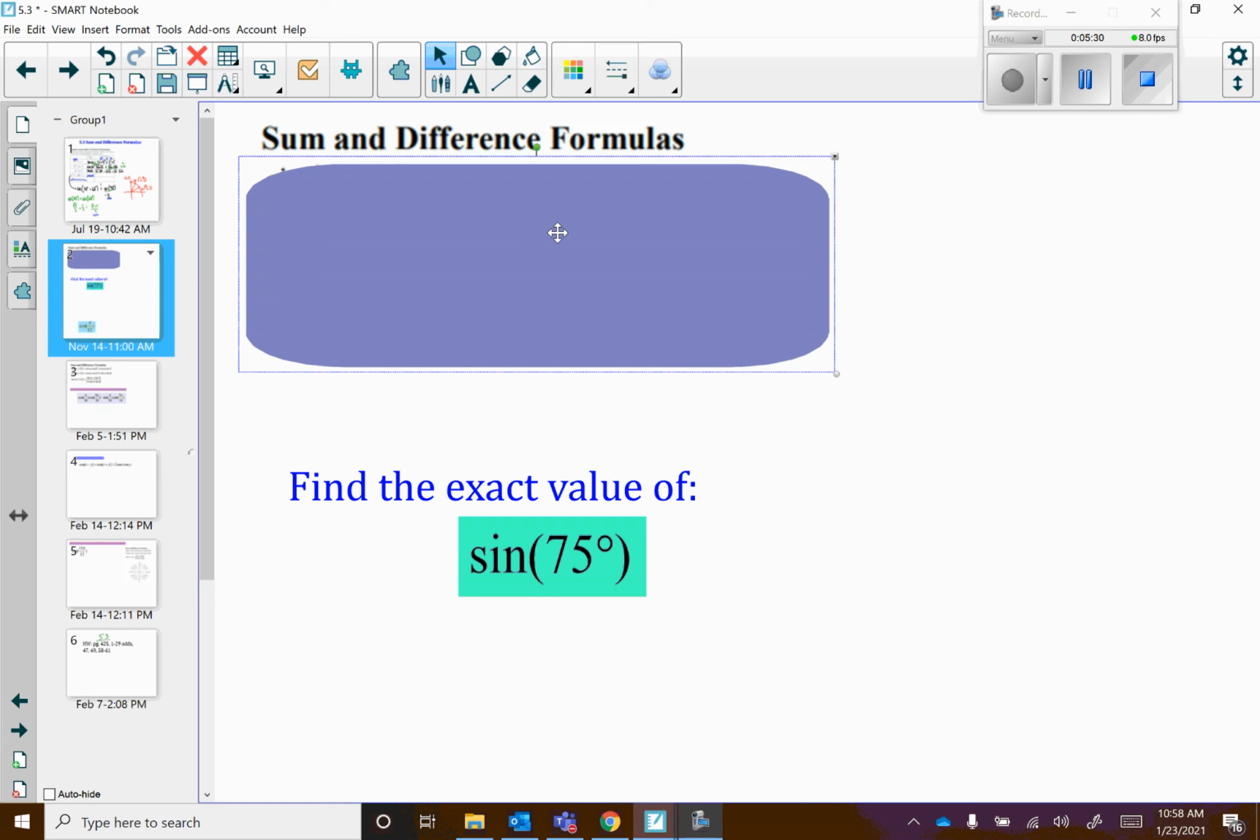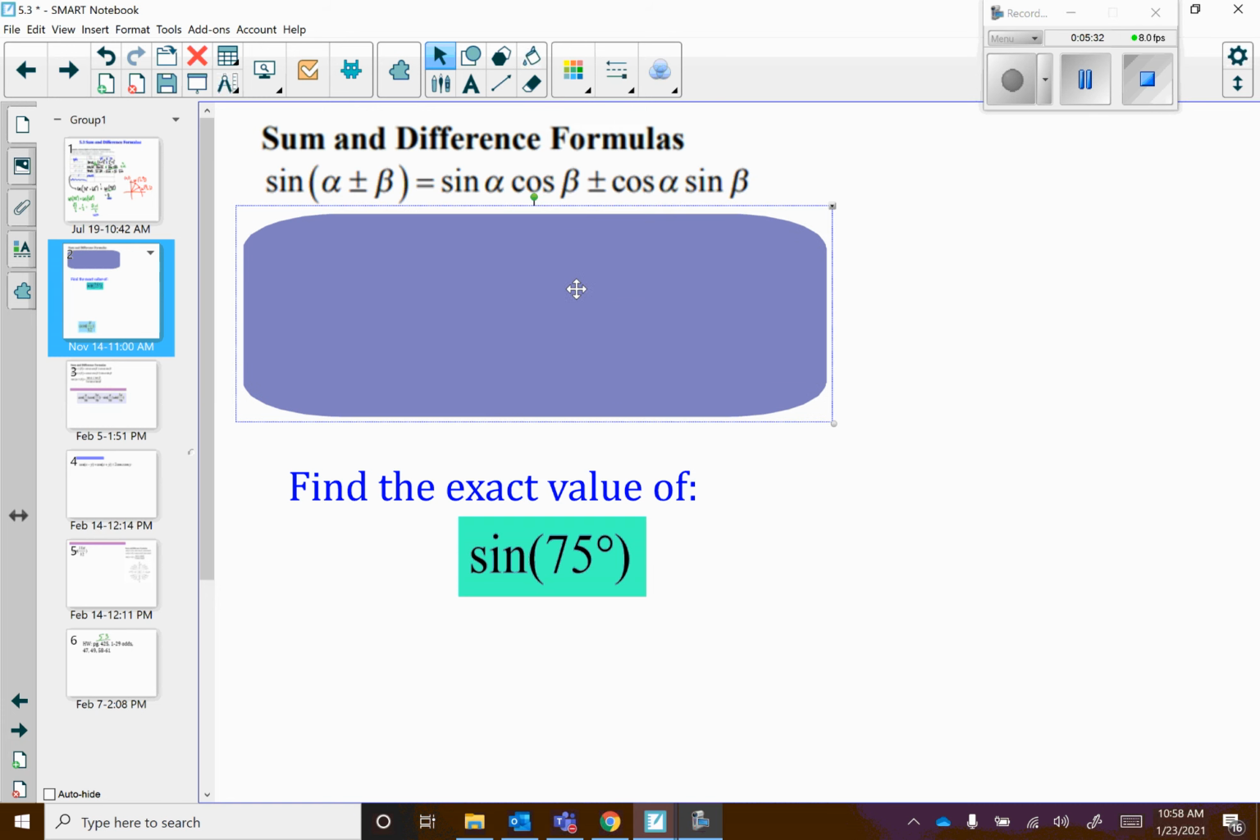So our sum and difference formula, we will start with sine, and we are given the following statement. Sine of alpha plus or minus beta is equal to sine of alpha times cosine of beta plus or minus cosine of alpha times sine of beta.